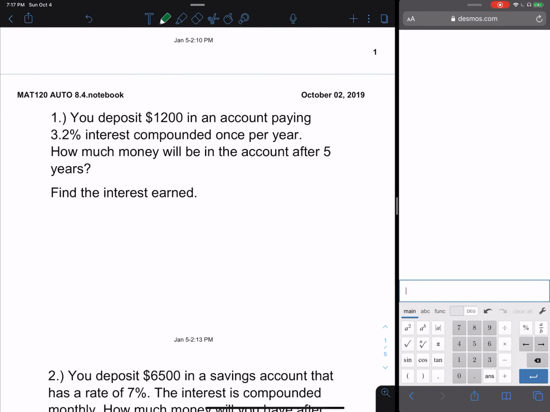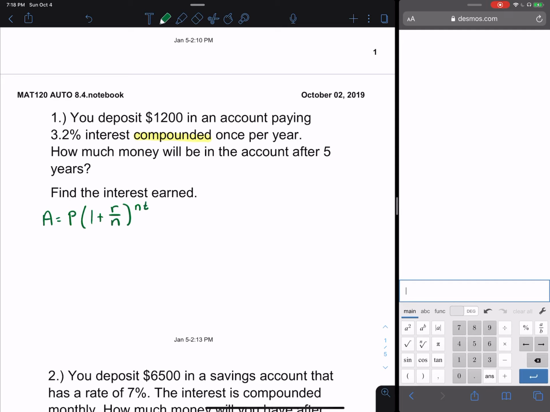It says you deposit $1,200 in an account paying 3.2% interest compounded once per year. How much money will be in the account after 5 years, and find the interest earned? So because we see this word compounded, we know we need to use a formula dealing with compound interest. The only formula we know that deals with compound interest so far is A equals P times 1 plus R divided by N, all raised to the power of N times T.